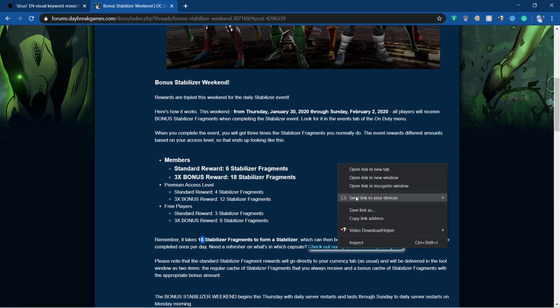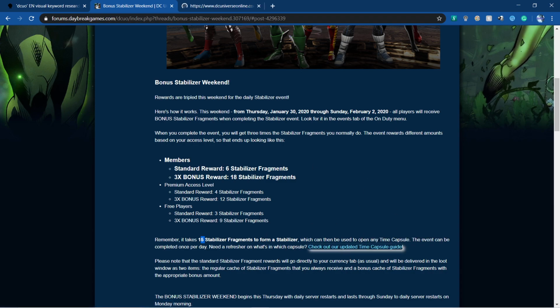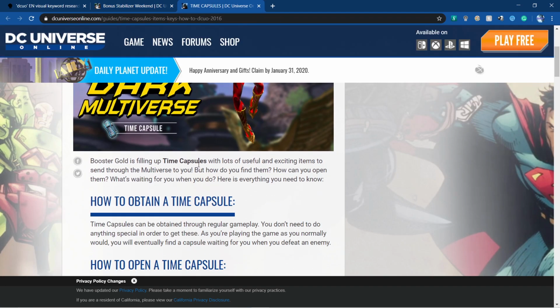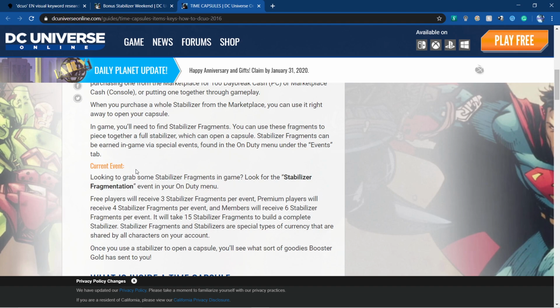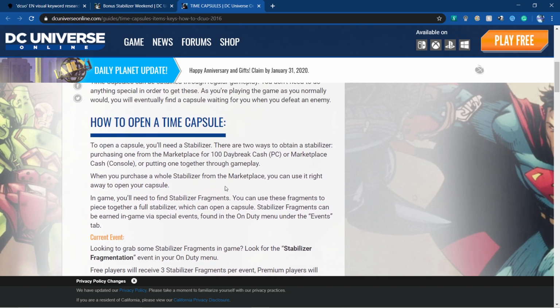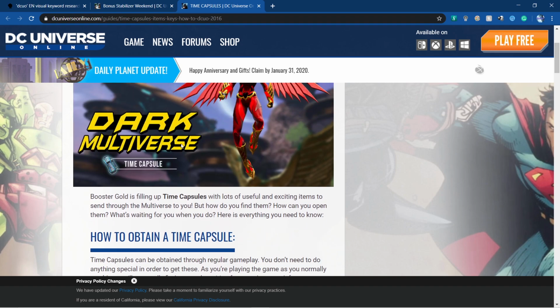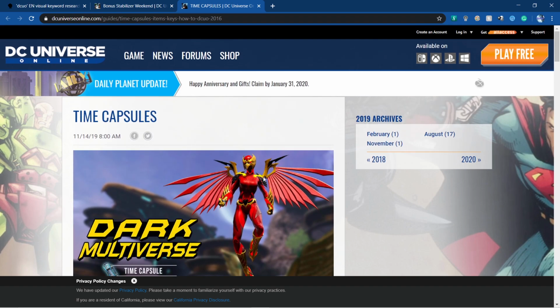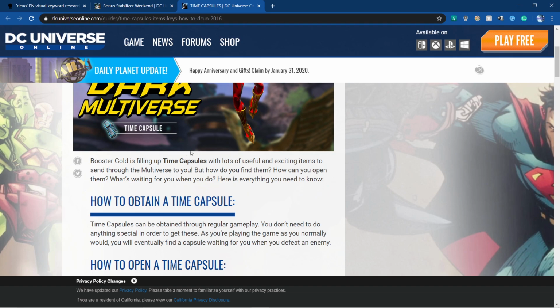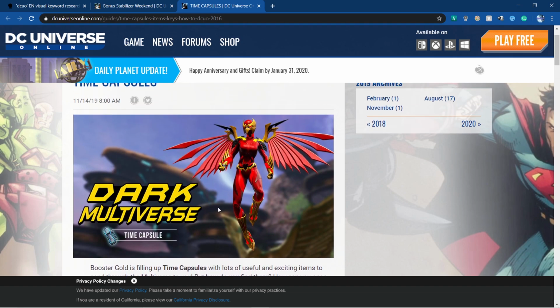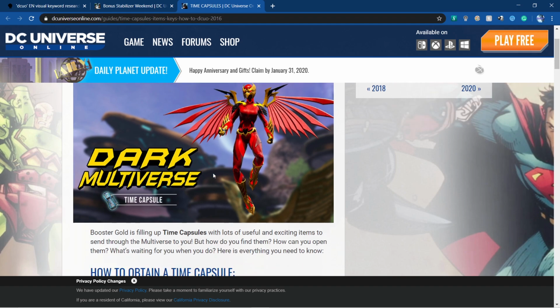And now they are saying check out the updated thread on all the time capsules. But the current time capsules are, let's have a look. Dark Multiverse is the current time capsule at the moment. So if you are missing any feats from there, here is a chance to get all of the stabilizers you can this weekend.